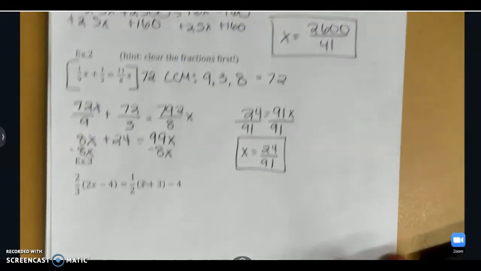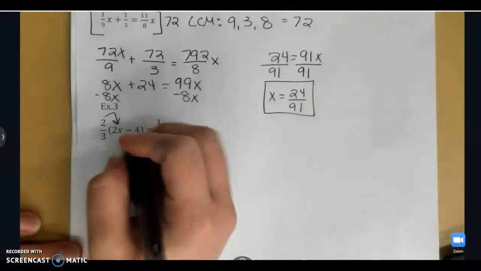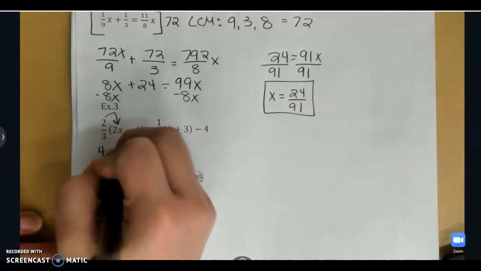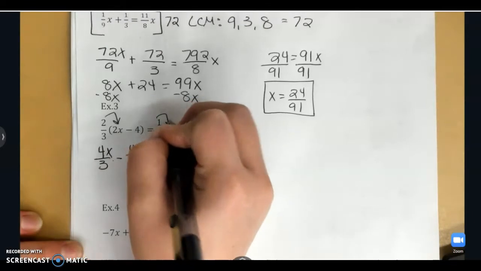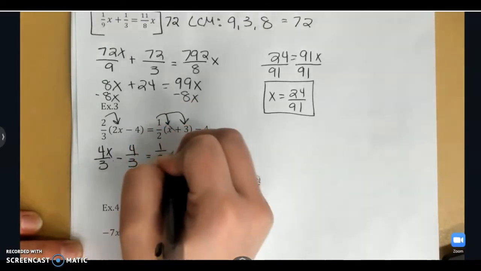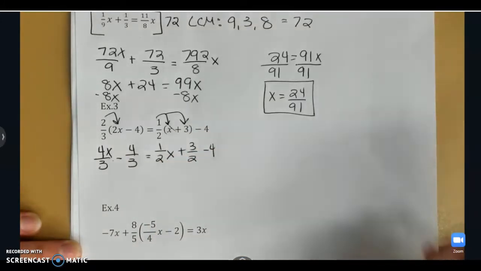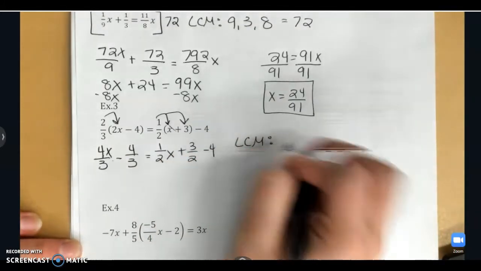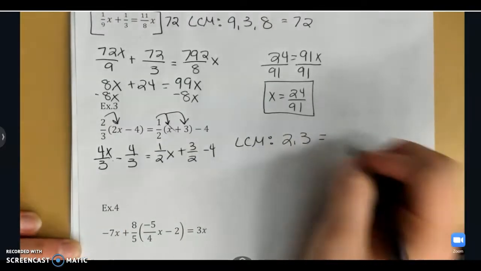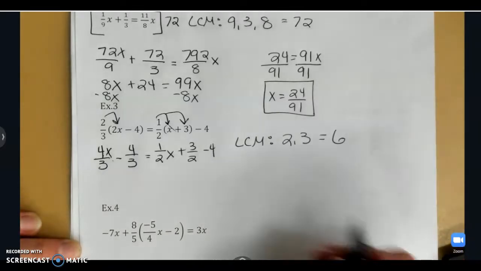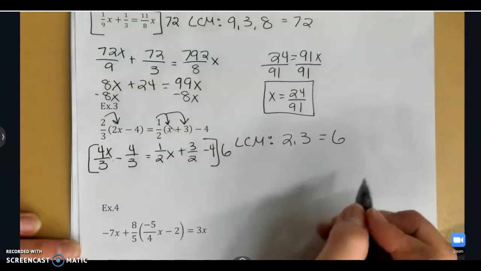Okay. Number 3, I am going to go ahead and distribute my fractions. So 4x over 3 minus 4 over 3 is equal to 1/2 x plus 3 over 2. And again, I want to clear my fractions, so I need to look for the least common multiple between my denominators. Here my denominators are 2 and 3, so that least common multiple is 6. So I'm going to multiply my entire equation, every single piece of it, times 6.